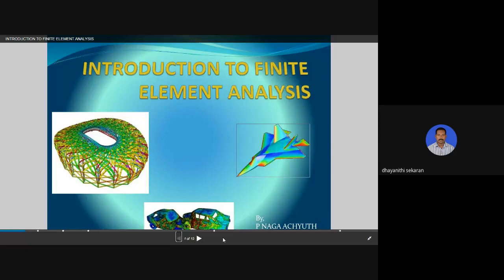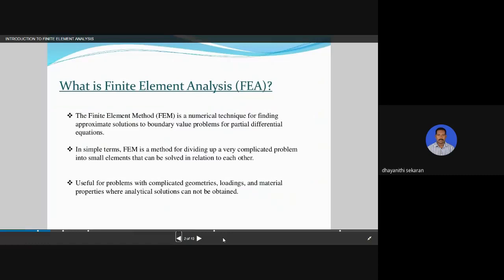So, in this subject, Introduction to Finite Element Analysis, we need to discuss about finite element method and finite element analysis. In that we have two methods. One is weighted residual method. Another one is Rayleigh-Ritz method. See, what is finite element analysis?